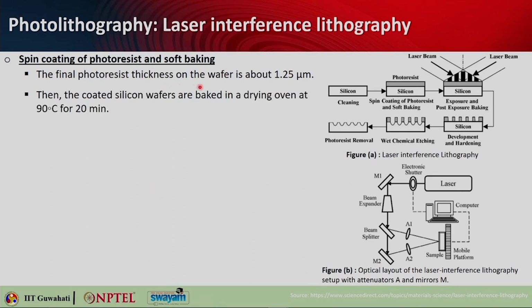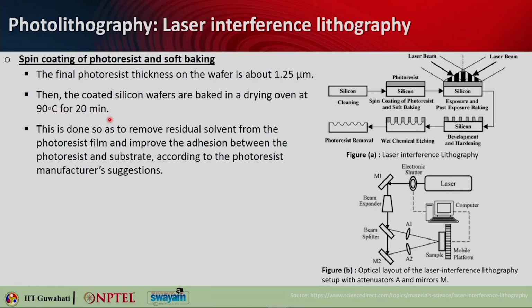The final photoresist thickness on the wafer is about 1.25 micron. This is the height you have to achieve for the photoresist, and then you can put the coated silicon wafer into a drying oven at 90 degrees centigrade for 20 minutes for this soft baking process. This is done to remove any residual solvent from the photoresist film, and it also improves the adhesion between the photoresist and the substrate, and it is typically done according to the photoresist manufacturer's suggestions.